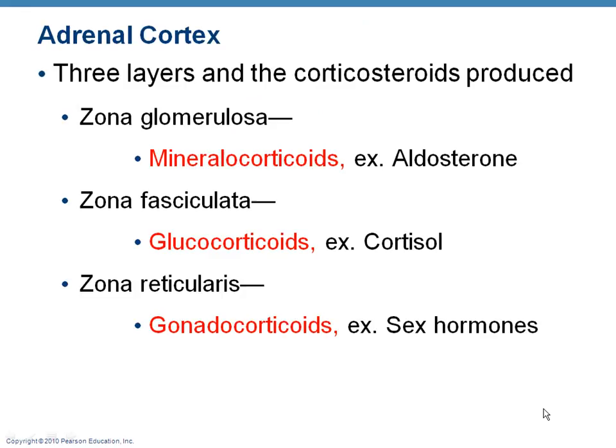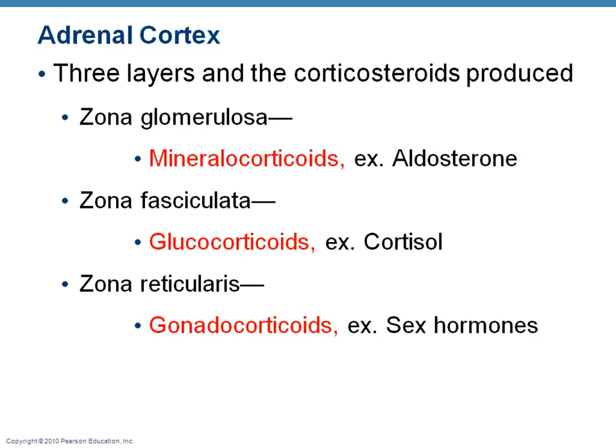Okay. So the three layers, and again, I know you've already seen the zones here, but of the corticosteroids that are in the adrenal cortex, I have another name listed here in red. This is what we mostly refer to the items that are produced from these different zones of the adrenal cortex. So if you have the zona glomerulosa, it's going to produce something called mineralocorticoids. And I should put an example here. This is the one that we're going to talk about the most, aldosterone.